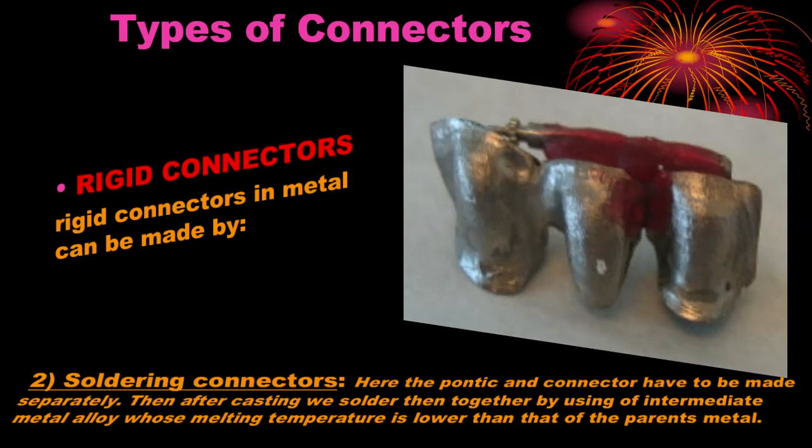البونتيك والconnector made separately, then after casting we solder them to each other. يعني هنا البونتيك والconnector كل واحد نسوي واحدة as a single piece, then we are going to solder them together by using intermediate metal alloy whose melting temperature is lower than that of the parent metal.